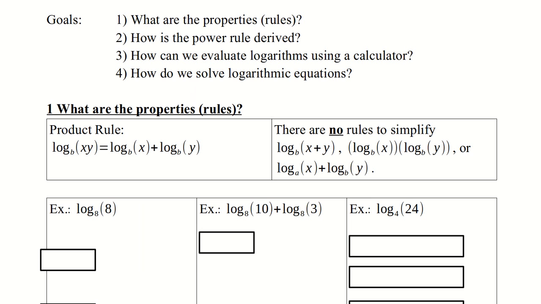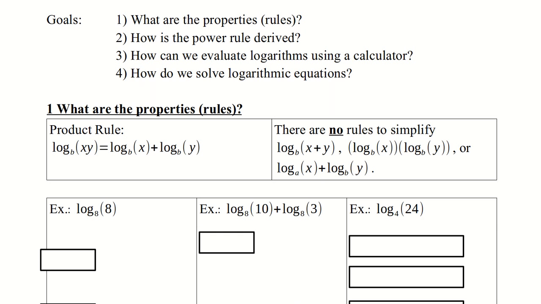So, first off, the product rule. The product rule says that if you've got a product inside the argument, that comes out and actually gives you two separate logs, the sum of two logs. So the fancy way of saying this is that the log of the product is the sum of the logs. Now notice that that's definitely a rule. It goes both ways. We can make the left side into the right side or the right side into the left side.